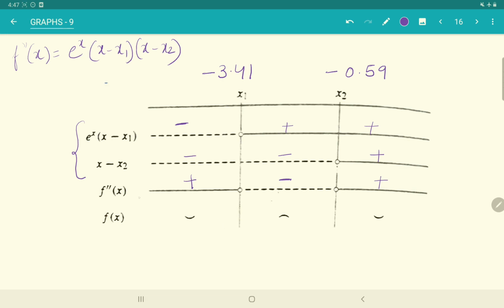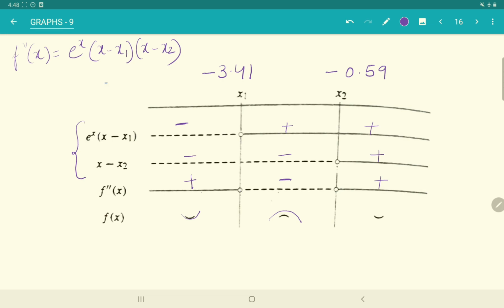So what we see here is that f double prime x goes from positive to negative. That means at x1 the function changes from being convex to being concave. So clearly we see here it is convex and here it is concave. That's how we have seen.